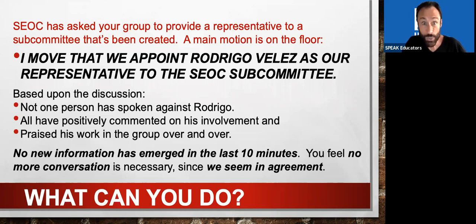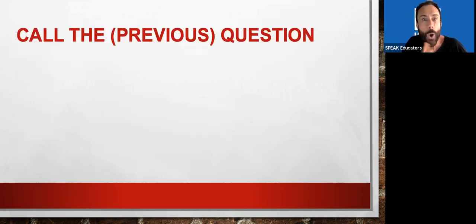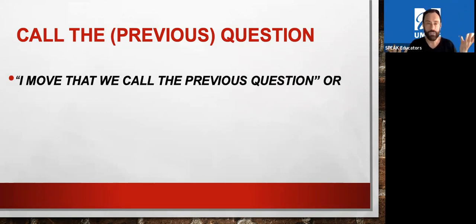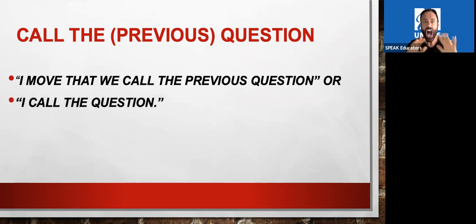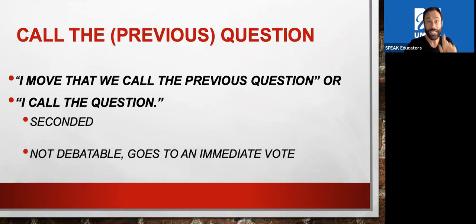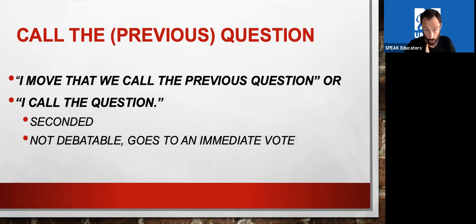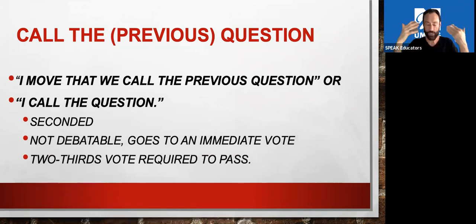You can do just what we're talking about. You could call the question or call the previous question. Now, how would you do that? Very simply, you raise your hand or you get recognized by the president or the chair of the meeting, and you simply say one of the following: I move that we call the previous question. Or to make it really simple, you could just simply say, when you're recognized, I call the question. It must be seconded. And as we said already, there is no debate. That motion to call the question goes to an immediate vote. And if 2/3 vote for it, it passes.